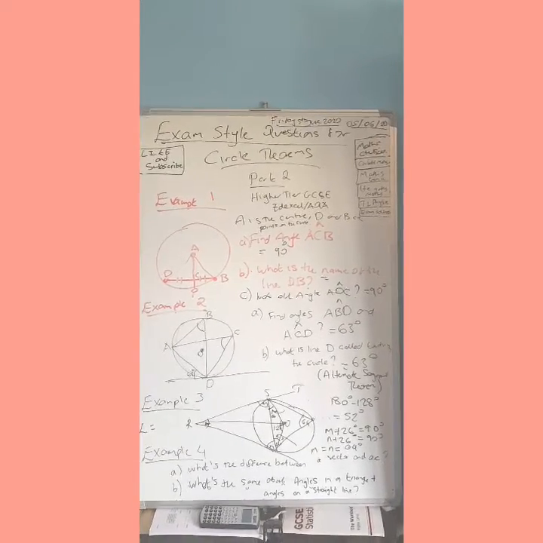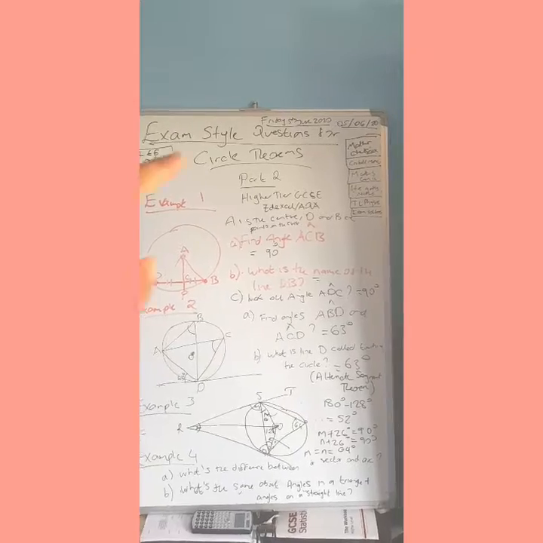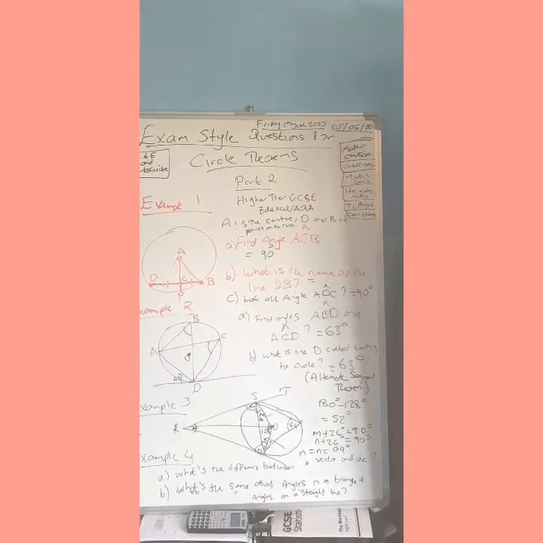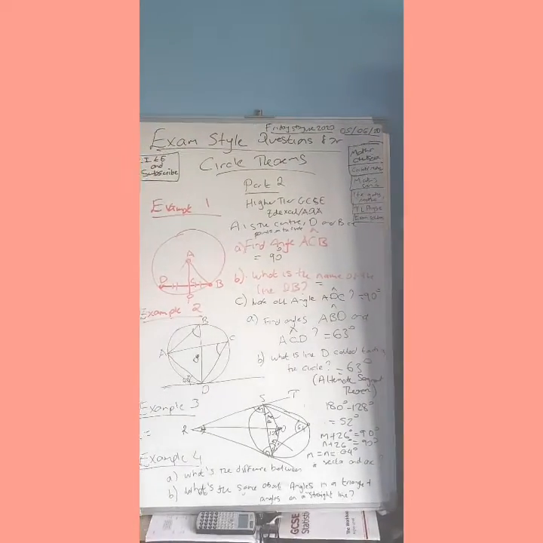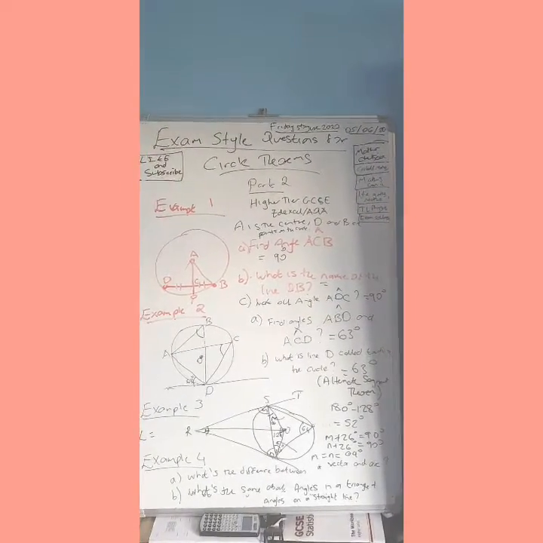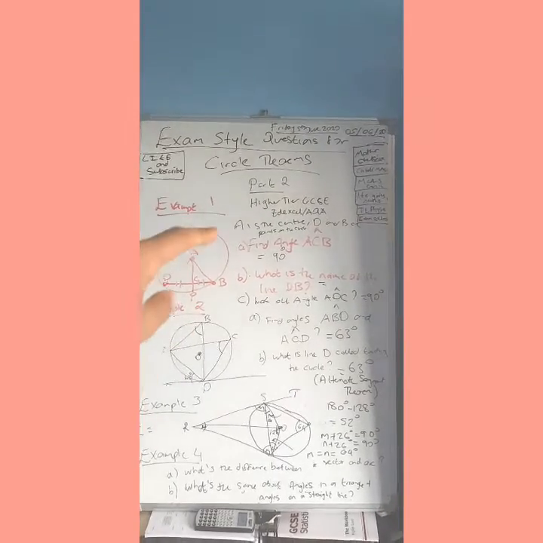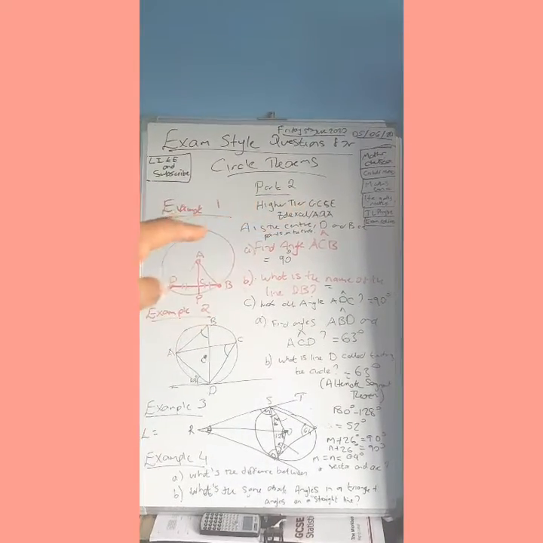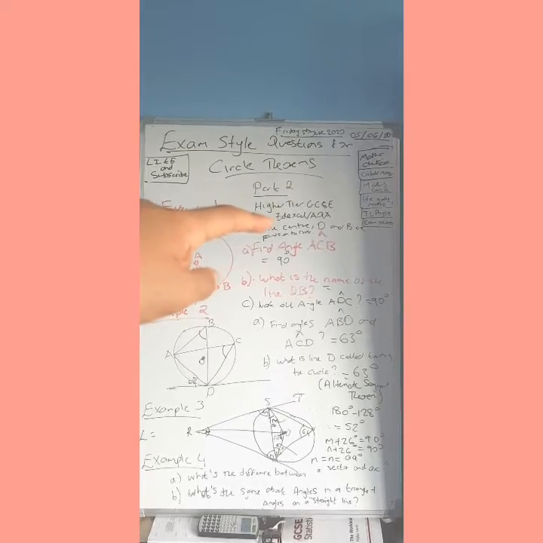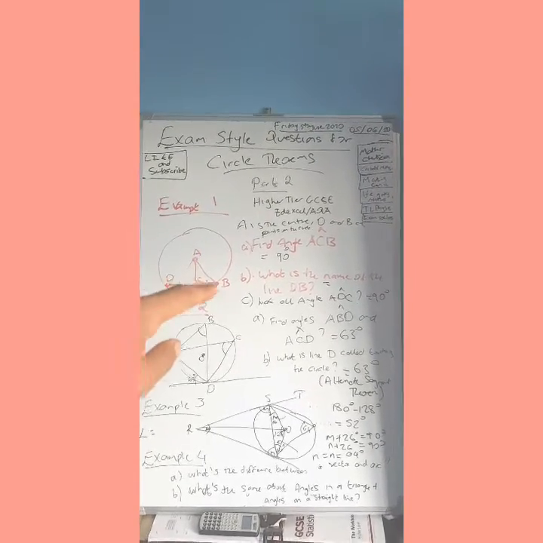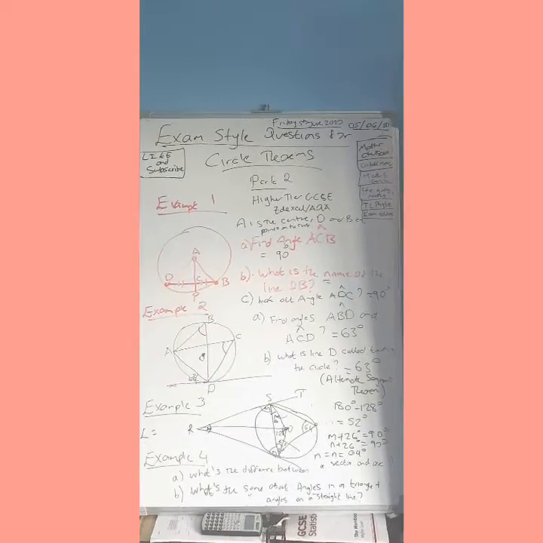Right, guys. So example 1. We're looking at higher tier GCSE Edexcel AQA, grade 7 for the 9 to 1 curriculum for GCSE level maths. So A is the centre, D and B are points in the circle. Find angle ACB. So that angle there is 90 degrees.